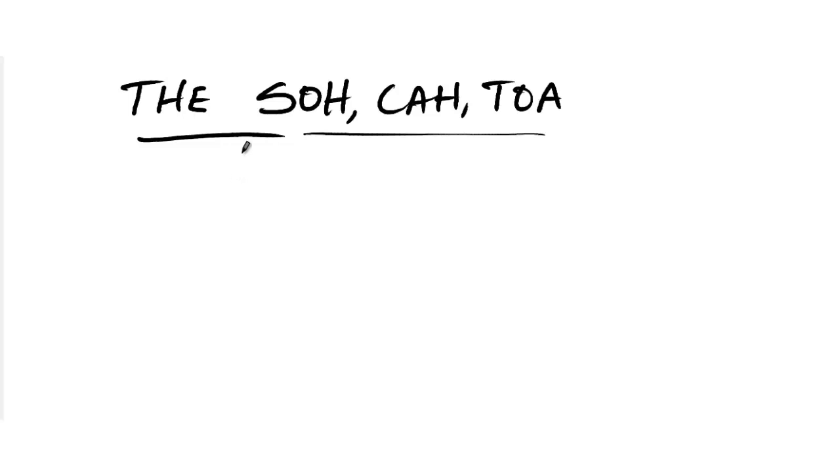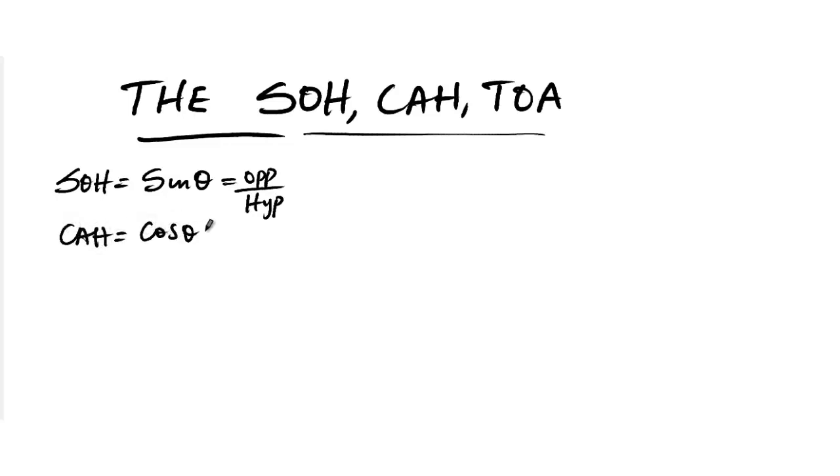Before you can use this concept of SOH CAH TOA, you need to understand that it is only valid for a right triangle. How do I mean? The SOH basically means sine theta. Theta could be any angle, but I'm using theta, which is opposite over hypotenuse. Then CAH implies cos theta, which is adjacent over hypotenuse.